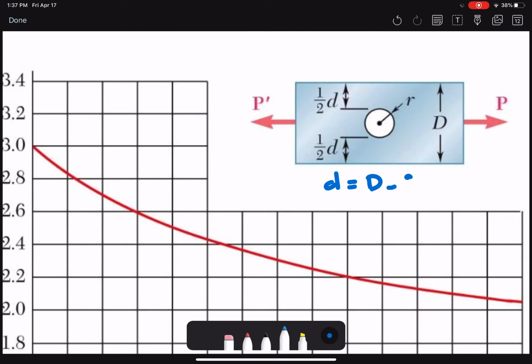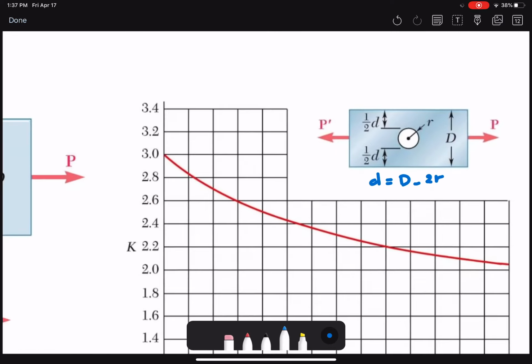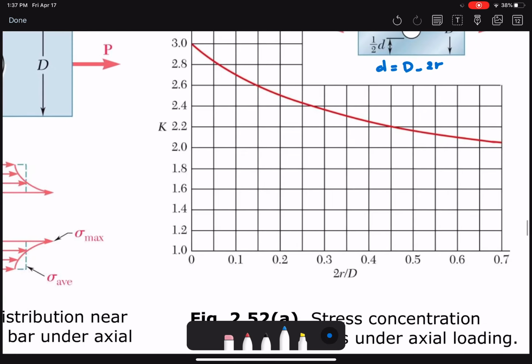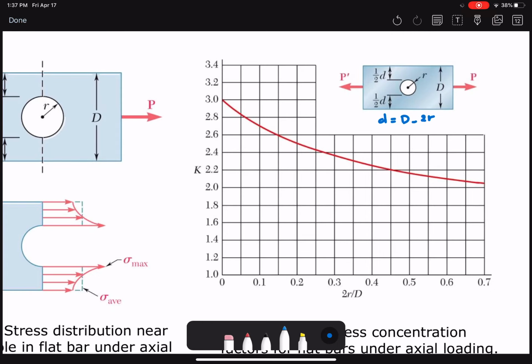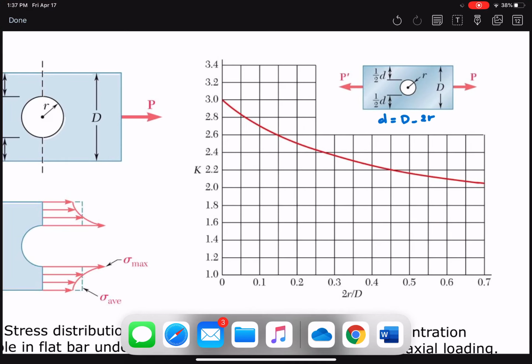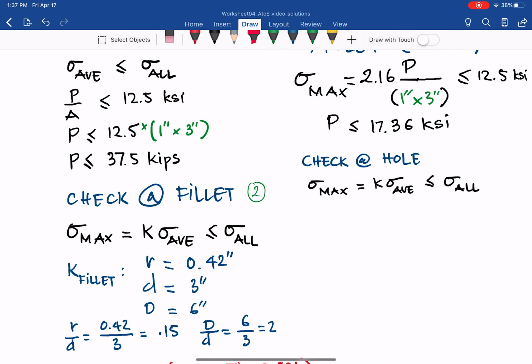Okay, and that it will be 2R. That is D small. And then we make it 2R over D, and then go to the table, go to the diagram and find out for the K. So let's go back to here. We will have to find out the K for the hole.